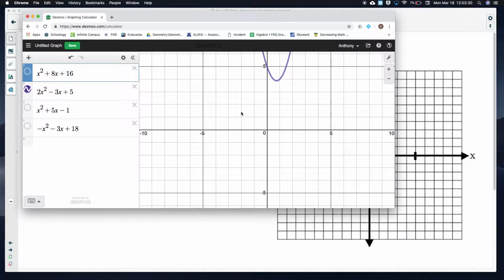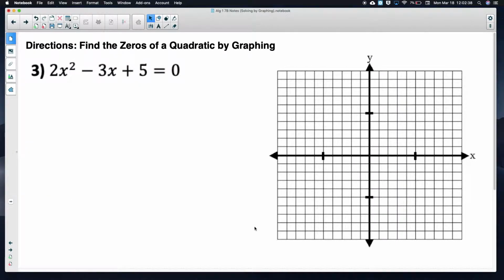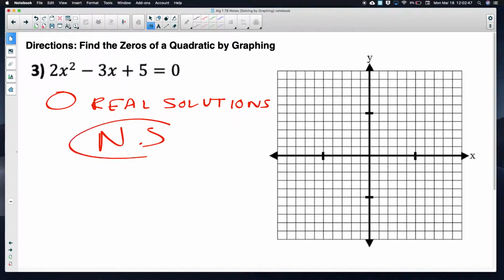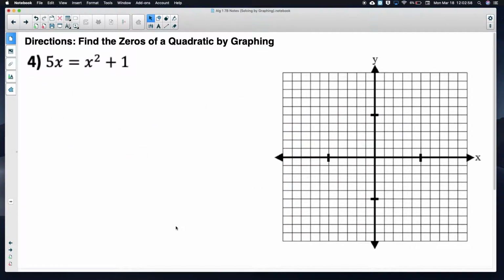2x squared minus 3x plus 5. If I graph that, you notice that it never touches this x-axis. So since it never touches that x-axis, it has 0 real solutions. We could also say no solution, because there's nothing that's going to work to make that cross the x-axis. You guys see that? All right, now let's go to our last one. x squared minus 5x equals x squared plus 1. Well, I got to get this set equal to 0, so let me rewrite this. So I get x squared minus 5x plus 1.